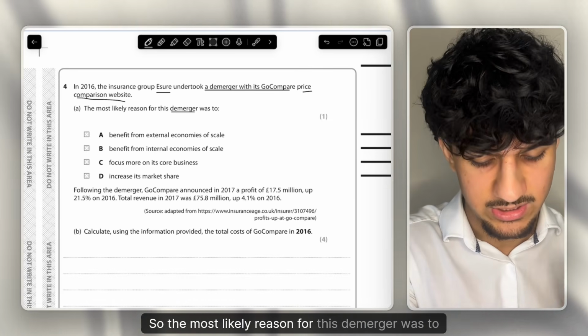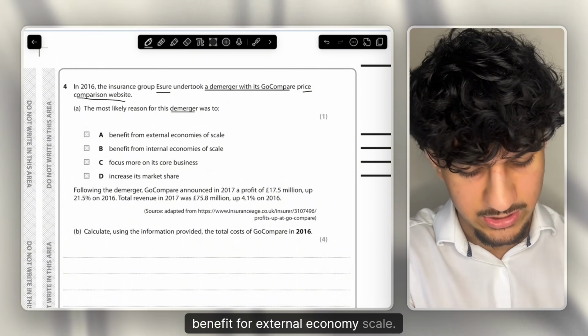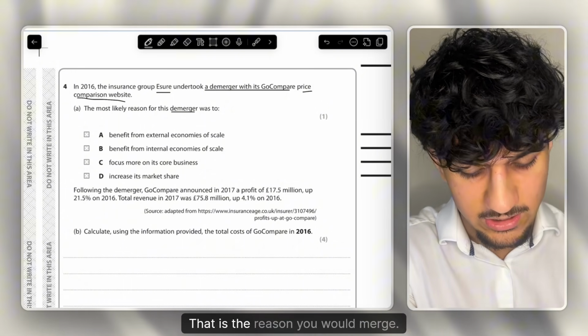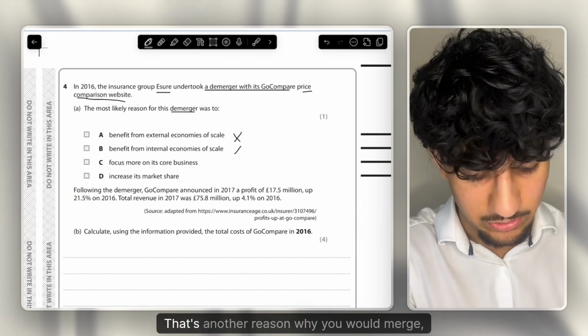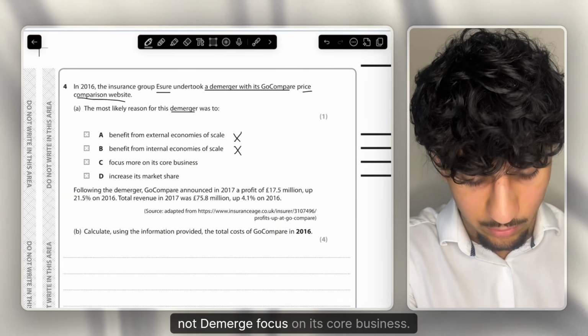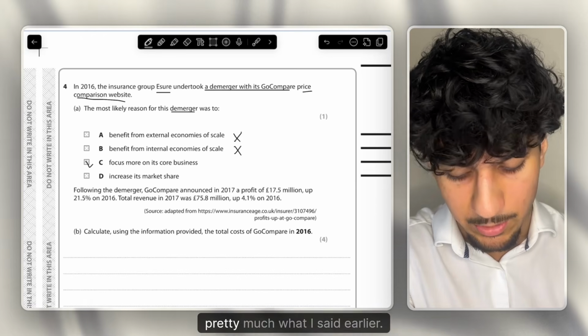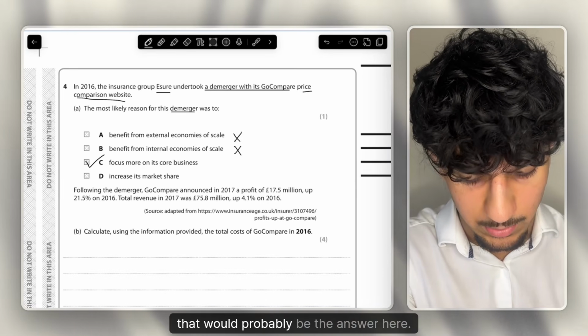So the most likely reason for this demerger was to benefit from external economy of scale. That is the reason you would merge, so that is not true. Benefit from internal economy of scale, of course, that's another reason why you would merge, not demerge. Focus on its core business, that is pretty much what I said earlier, so yes, that would probably be the answer here.